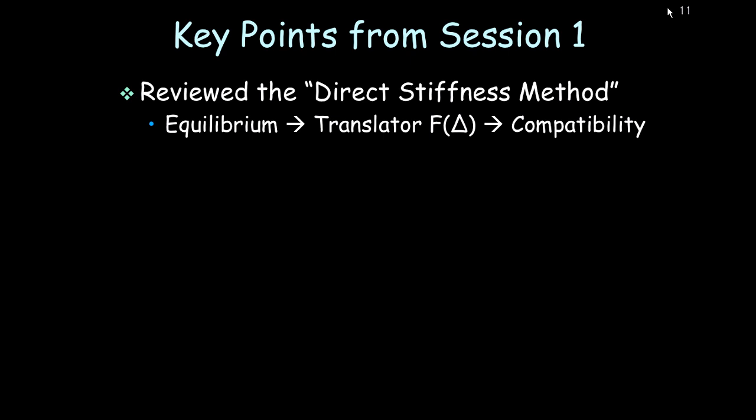Bob's your uncle, we've taken this large system of equations and we've reduced it to the number of equations equaling the number of unknowns, and then we solve for displacements. Once we have those displacements, we can go back to what I'm calling here a translator. We can get the element end forces, and once we have those element end forces, we can further apply equilibrium and get the reactions.